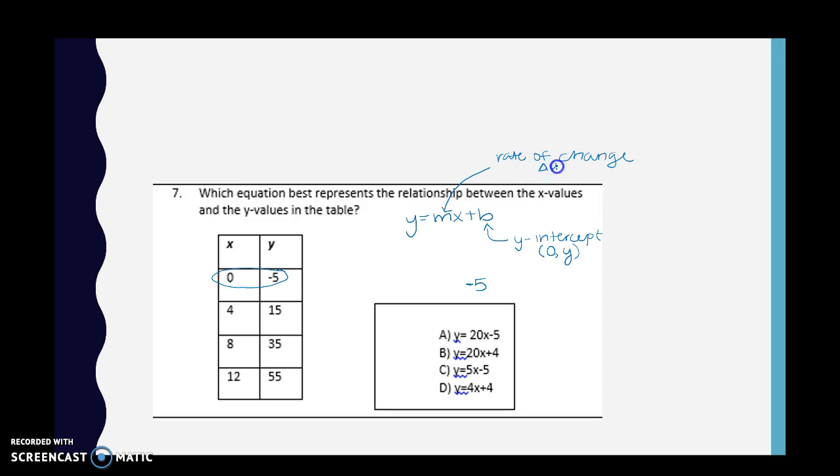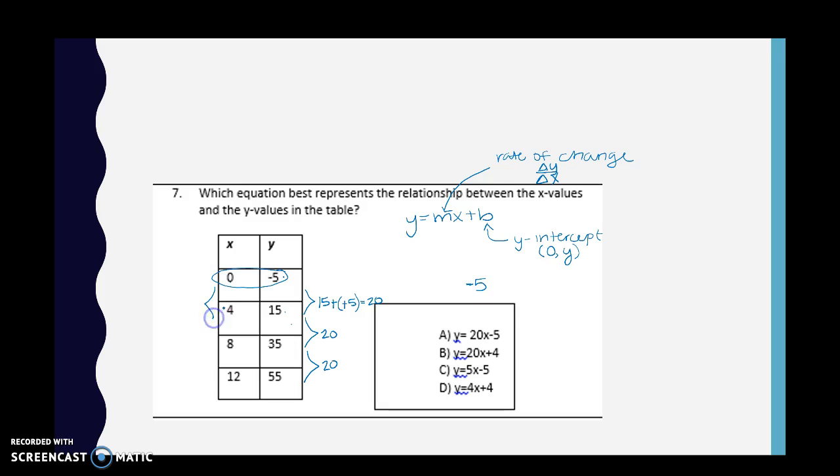Good. Change in y over change in x. So to find the change in y, you always need to take the second number minus the first number. So I'm going to do 15 minus negative 5. Minus a negative becomes plus a positive, and you have a difference of 20. And it needs to be going at a consistent rate. So 35 minus 15 is 20, and 55 minus 35 is 20.